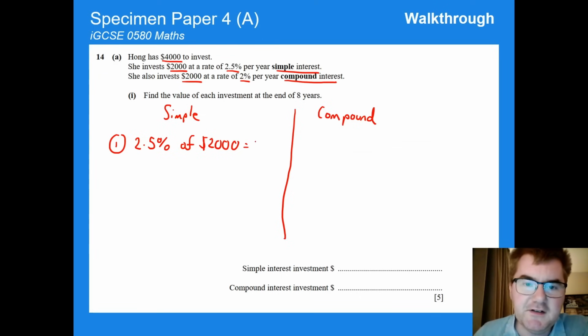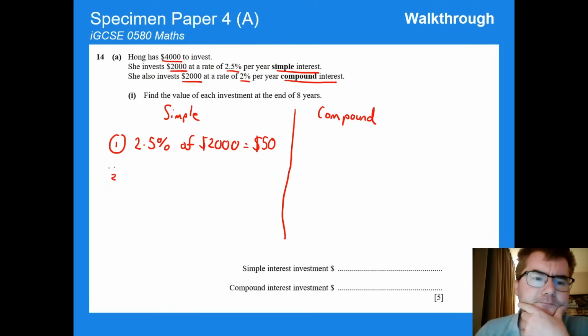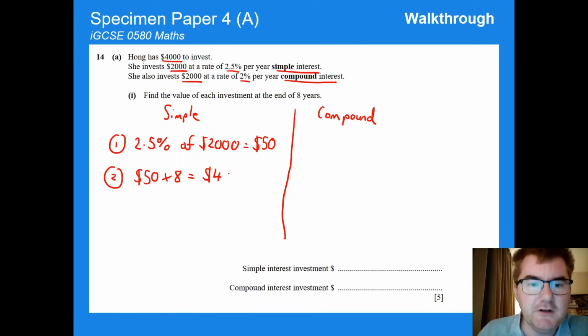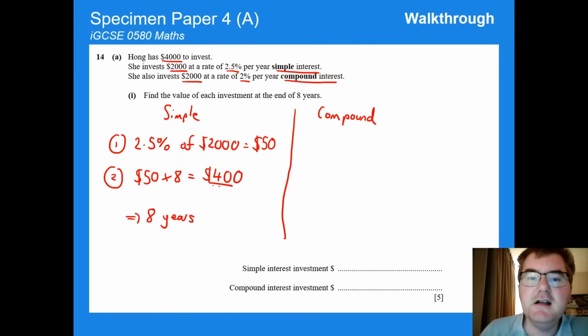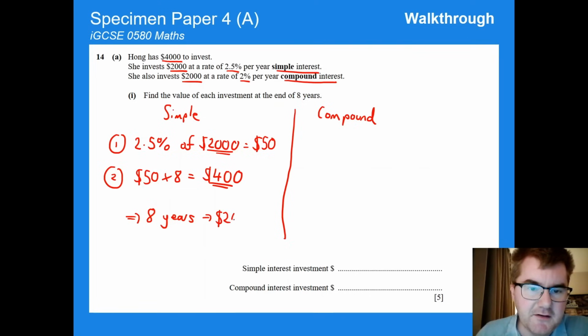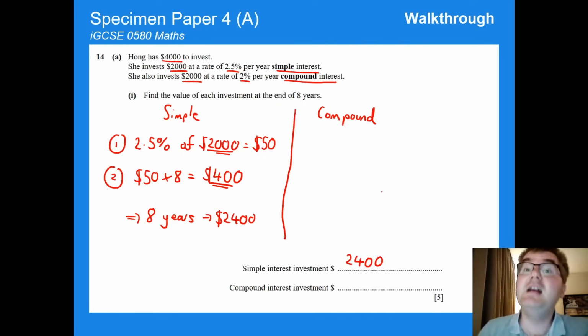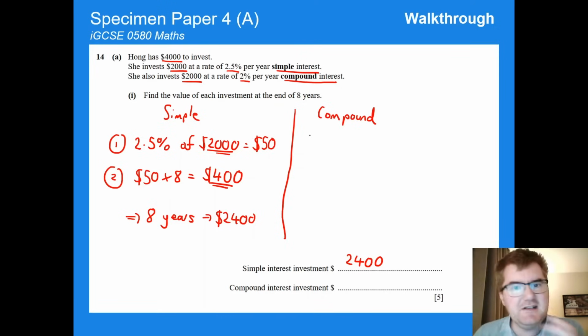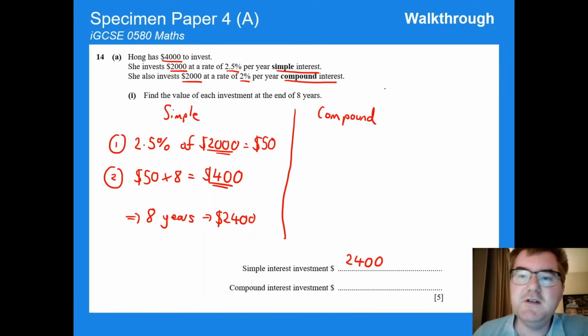So we get $50 every year is going to be the interest, and then because it's 8 years, we're going to be doing $50 times 8. So that's going to be $400, which means the investment after 8 years, we simply add on the interest to the initial amount, so the 2,000, and that gives us then $2,400. So let's write that in.